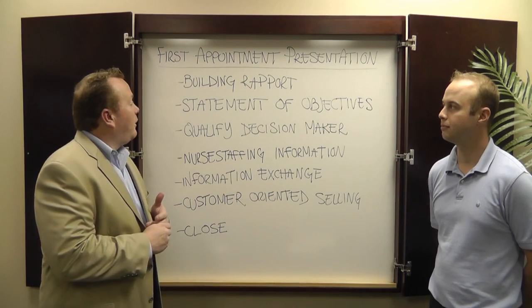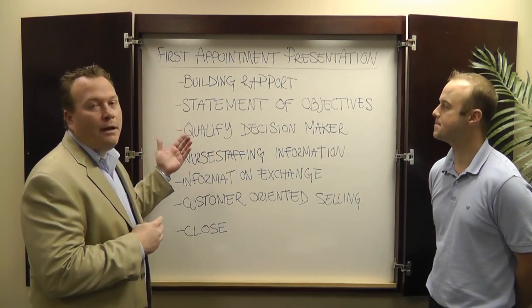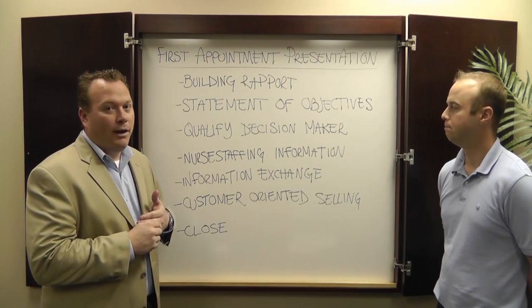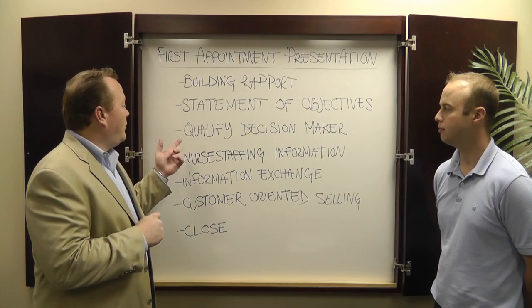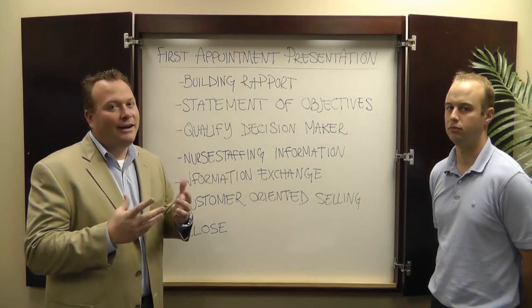This is actually where you are relationship building with the client from the very beginning. Step number 2 is your statement of objectives. This is where you're letting them know exactly why you're there and what the outcome will be, hopefully. Number 3, qualify the decision maker. This is where you're making sure you're talking to the correct person, you're not wasting your time.